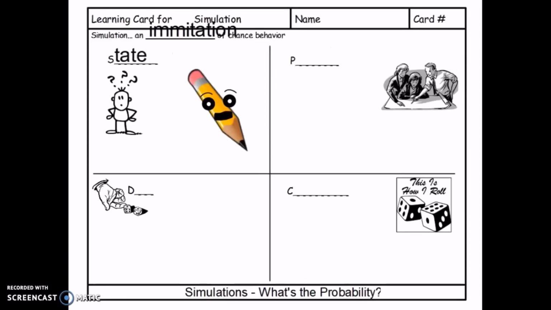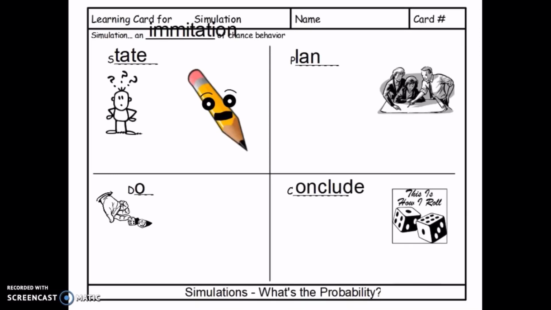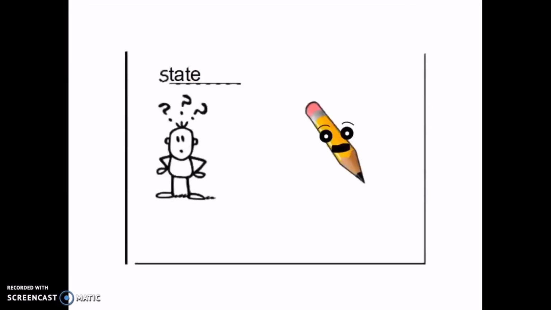State is to state your assumptions like a boss. And the next is plan like a boss. Just plan out what you're going to do. And then you're going to do the simulation like a boss. And then after that, you conclude, look at your results, and then you think, is this right? Probably, or maybe not. I'm not sure. Okay. Awesome. Thank you, Jarod.